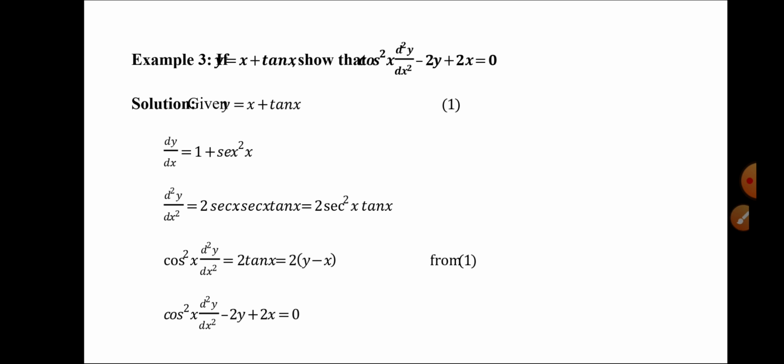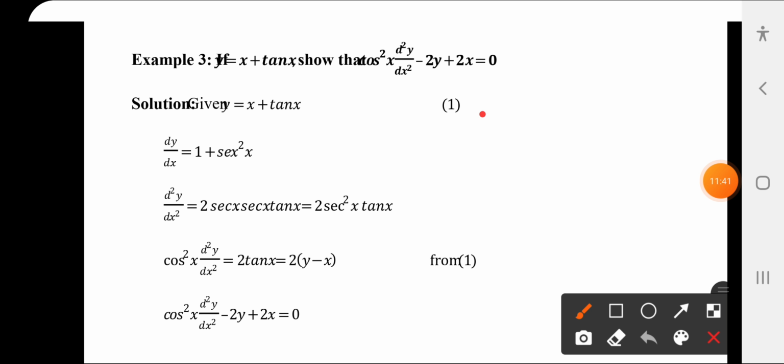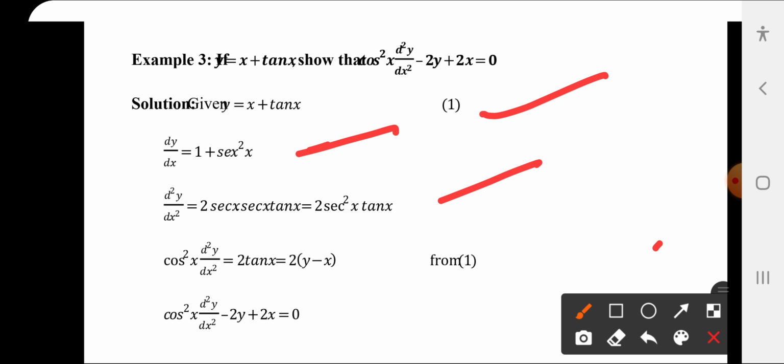If y is equal to x plus tan x, show that the relation cos square x d square y by dx square minus 2y plus 2x equal to 0 holds. So the given function is y is equal to x plus tan x, dy by dx is 1 plus secant square x, d square y by dx square is 2 secant square x into tan x. Then secant square x becomes cos square x, so cos square x into d square y by dx square minus 2y plus 2x equal to 0.